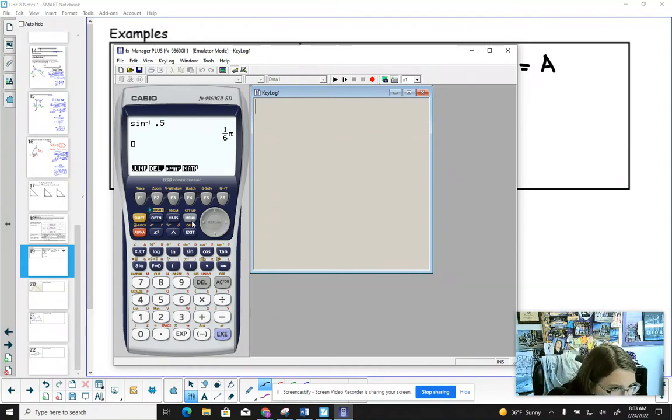and, give me one sec here. Let me change these settings. My calculator is in the wrong setting. Yours should all be in the right setting. Let's try that one more time. Shift, sine, 0.5. There we go.